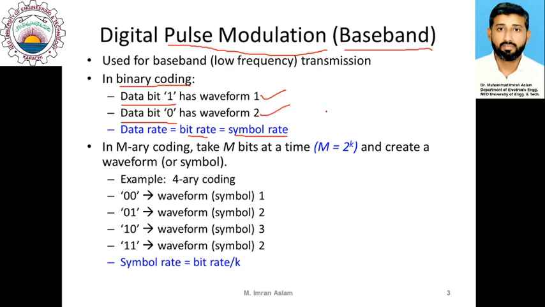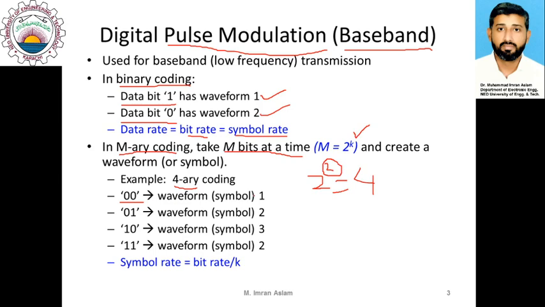Sometimes we combine different bits into a symbol, and we create waveforms relevant to those symbols. We call that M array coding, where there are a total of M symbols represented by waveforms. For example, if we combine two bits together, that becomes a 4 array system. 2 raised to power 2 is equal to 4. So we have a 4 array system where M is equal to 4, and we are combining two bits, which is represented by K here.